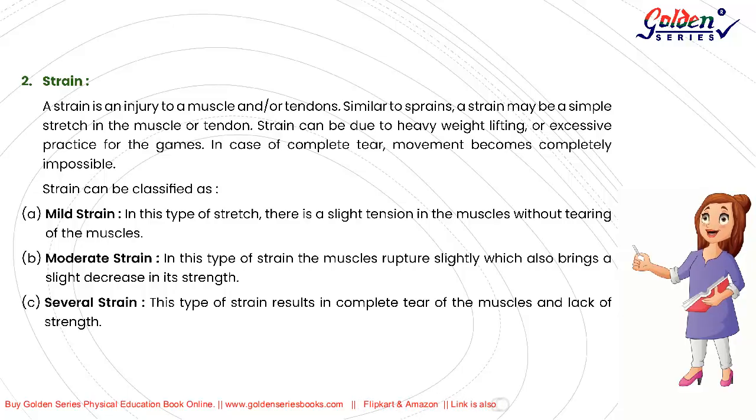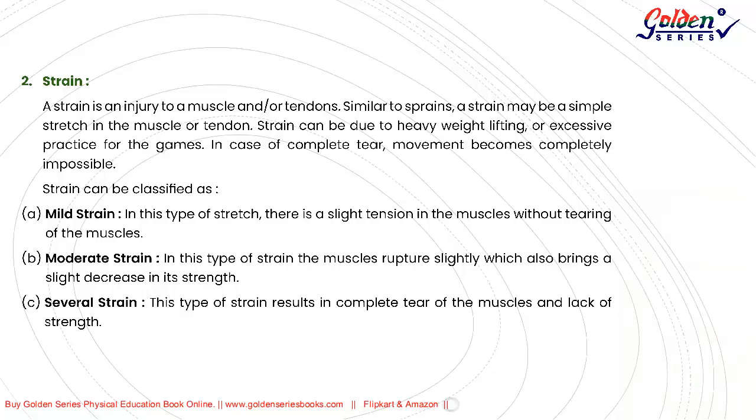Strain can be classified as A. Mild strain. In this type of stretch, there is a slight tension in the muscles without tearing of the muscles. B. Moderate strain. In this type of strain, the muscles rupture slightly, which also brings a slight decrease in its strength. C. Severe strain. This type of strain results in complete tear of the muscles and lack of strength.